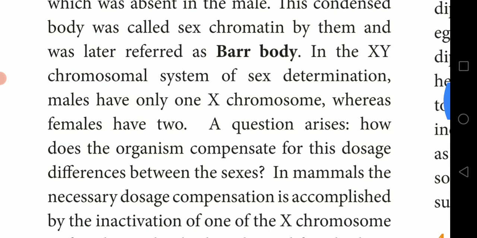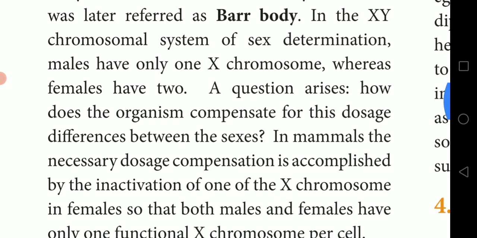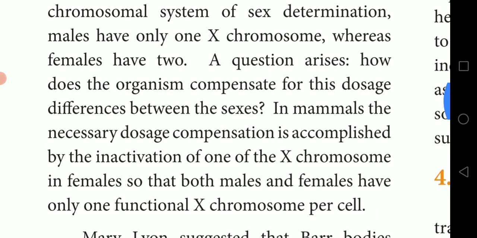In the XY chromosomal system of sex determination, the male has only one X chromosome, whereas the female has two, XX. Do you get my point? The male has one X and one Y, so only one X is there in the male. Whereas the female, what are the gametes of the female? XX. So two X chromosomes are there. A question arises here: how do organisms compensate for this dosage difference between the sexes?